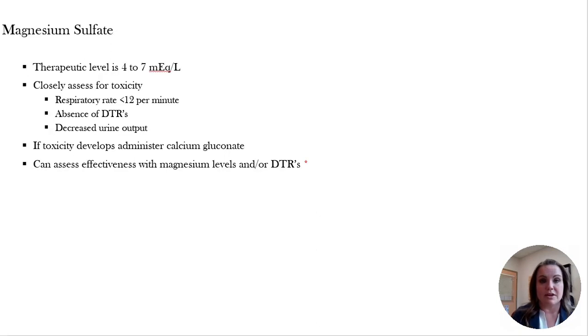With magnesium sulfate, your therapeutic level is 4 to 7 milliequivalents per liter. Like I said, we're going to closely assess for toxicity with respiratory rates, deep tendon reflexes, and urine output. If toxicity develops, we're going to administer our antidote, which is calcium gluconate. And most hospitals in their magnesium sulfate protocol will ask for hourly assessments of deep tendon reflexes and respiratory rate, because those two assessments should tell you what your magnesium level is. Some facilities will have you draw every 4-hour magnesium levels to make sure that your level is therapeutic.